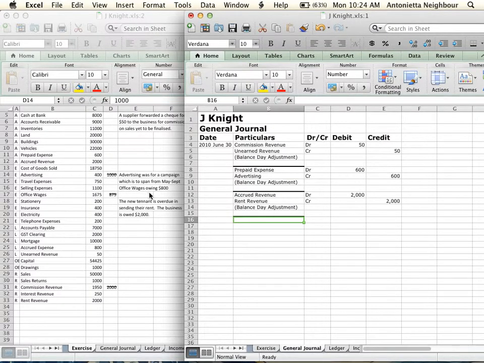Okay. Wages had accrued. So that's an accrued expense. What did I have to do to the wages account? I had to increase it. So you debit an expense to increase it by 800 because that was the accrued amount, and accrued expense was credit 800. My narration is balance day adjustment.